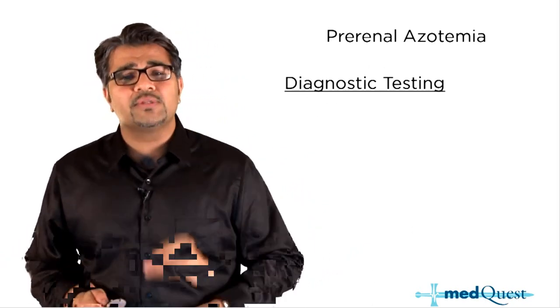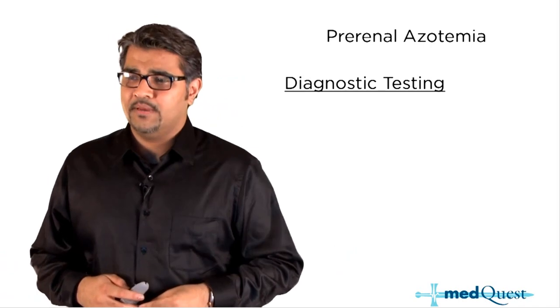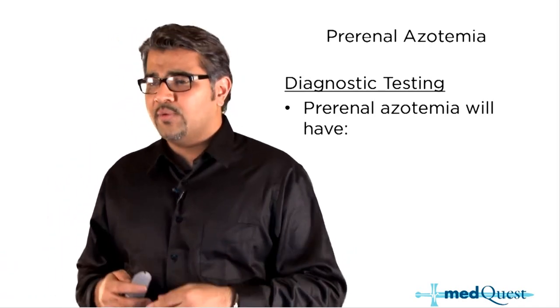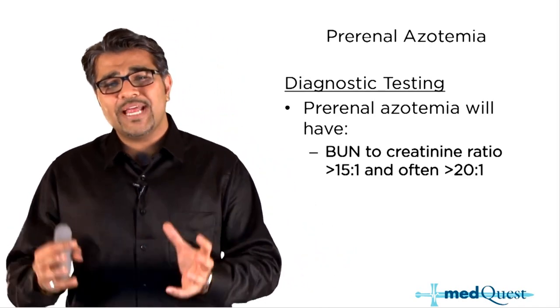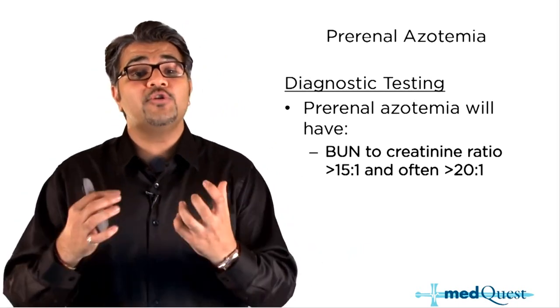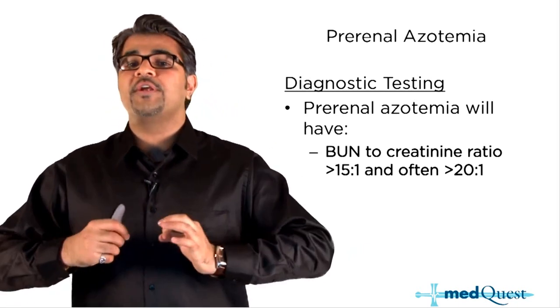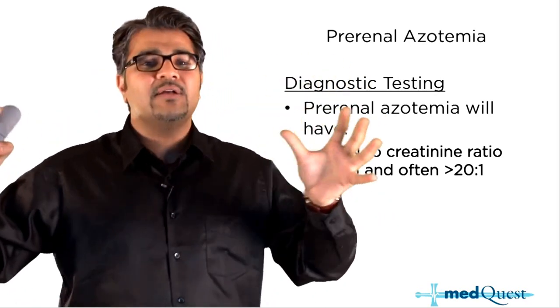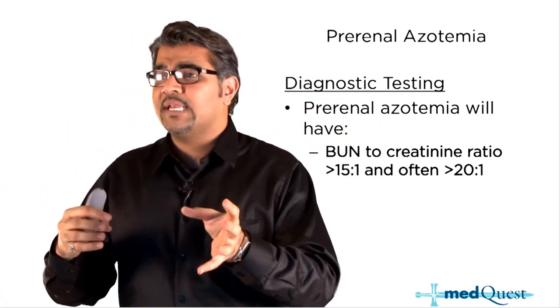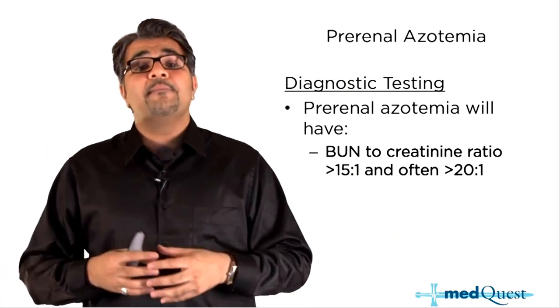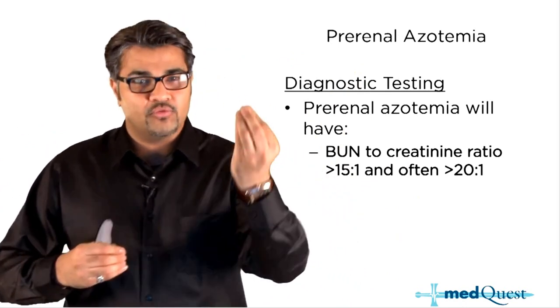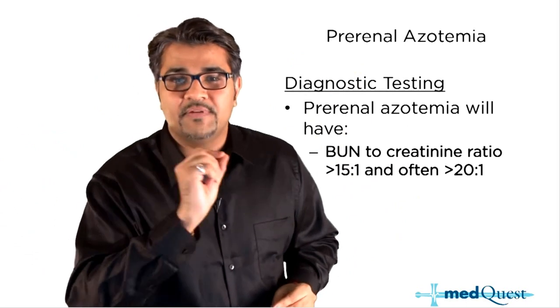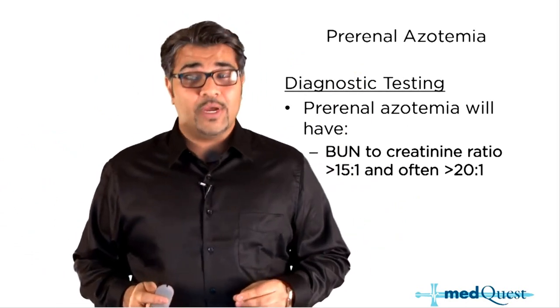So how do you diagnose somebody with prerenal azotemia? Well, prerenal azotemia is going to have the following characteristics. They're going to have a BUN to creatinine ratio greater than 15:1, and often greater than 20:1. Yes, we've heard these 10:1, 15:1, 21. It sounds like you're in an auction. Can I get 21? Can I get 15:1? But the fact of the matter is that they'll be greater than 15:1, and most often greater than 20:1.